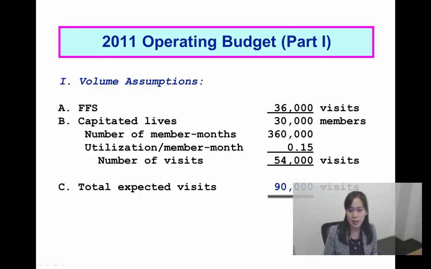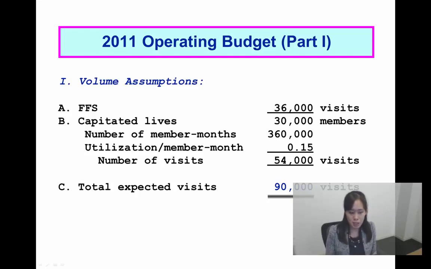Carroll Clinic has estimated that there will be 36,000 visits from the fee-for-service population. This is probably a number they've taken looking at historical trends on the number of visits from the fee-for-service patients they've had in the past. They also expect to have 30,000 capitated members. Now, it would be nice to turn these capitated members into a number of visits so that everything is consistent. If there's 30,000 members, that means 30,000 times 12 member months, so there's 360,000 member months.